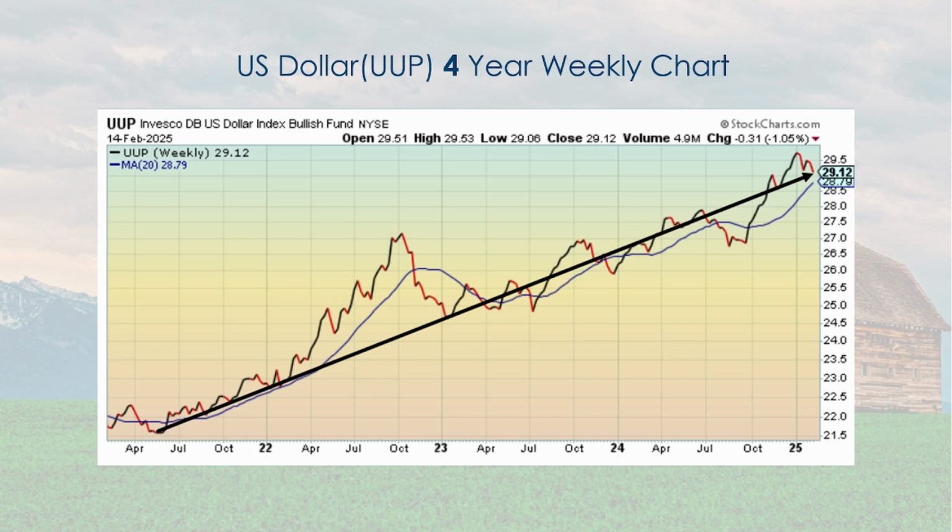Okay, moving on. The dollar pulled back a little bit in the last few weeks. Weakening a little bit, I've read about that. Is that going to be a trend? I don't know. But right now it's still above its 20-period moving average.